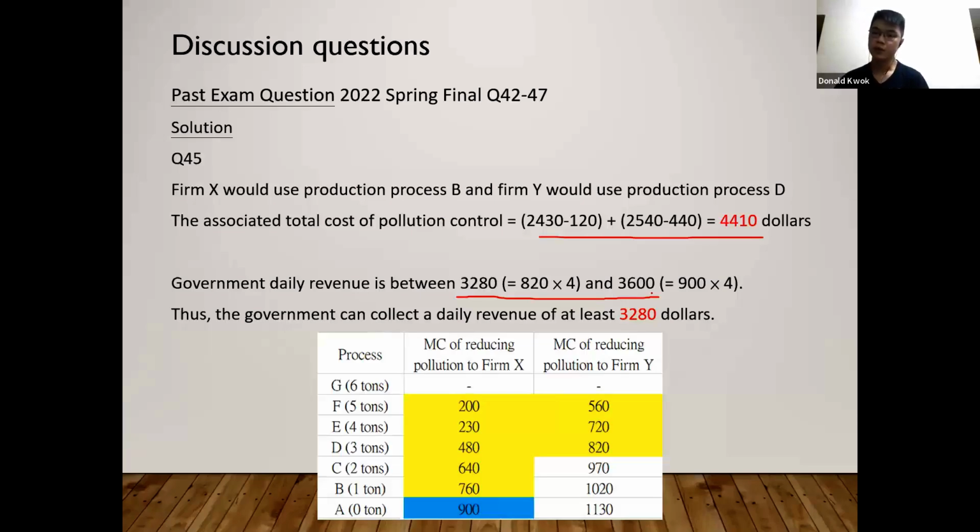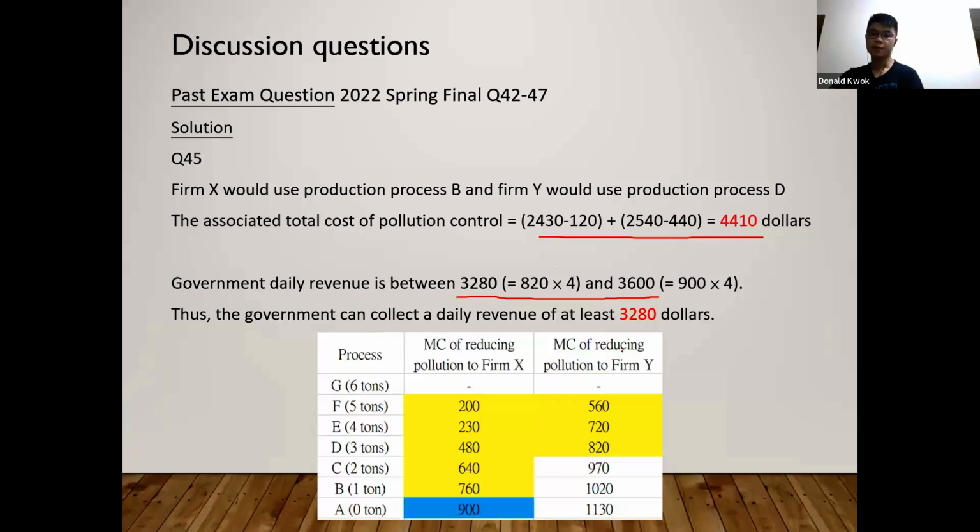So question 46 and 47, everything is the same, just that the city council used the permit to tackle the problem of externality instead of the tax. What will be the range of the permit price P and also the total cost of pollution control as well as the daily government revenue?